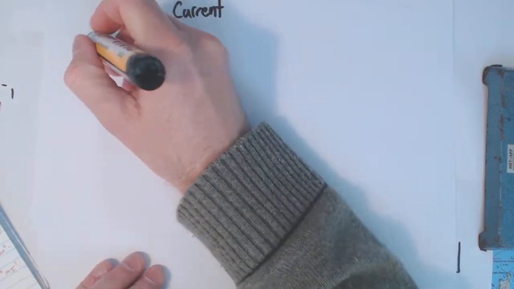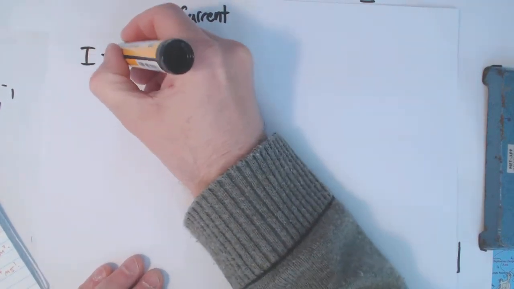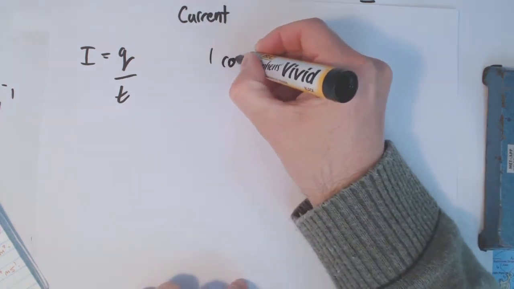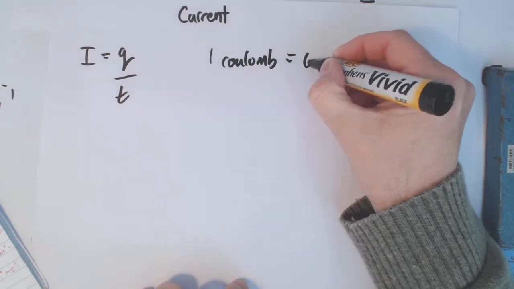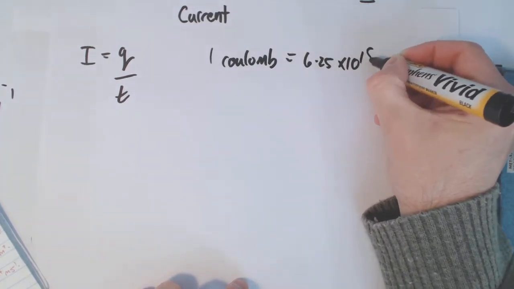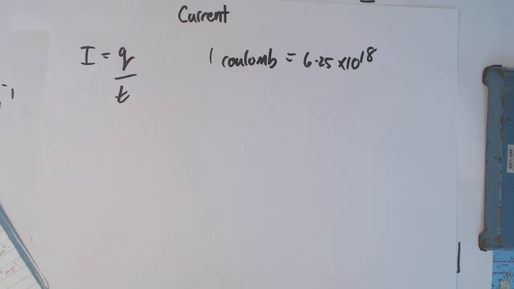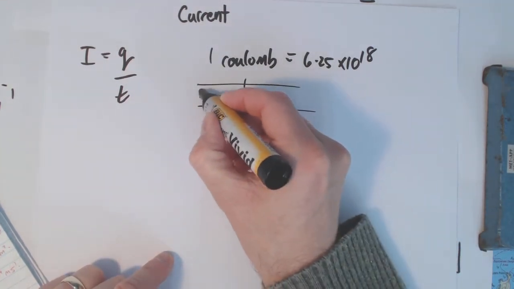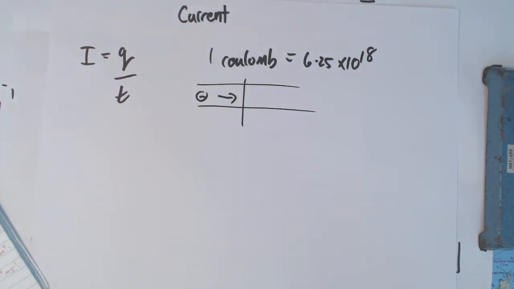You all know now that current is equal to charge divided by time. And the charge is coulombs, time is seconds. And that 1 coulomb is equal to 6.25 times 10 to the 18 electrons. So what that's basically saying is that when you've got a wire and you've got little electrons coming past that point, after 1 second, if you've got your stopwatch and you're counting them, if 6.25 times 10 to the 18 electrons have gone past, then you've had 1 amp.